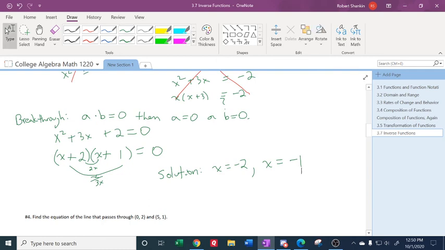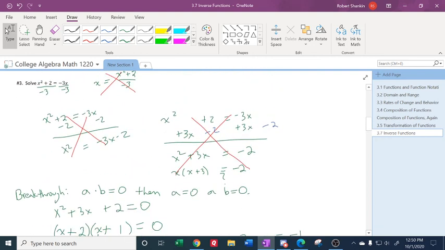Alright. You're going to get two solutions for this. And if we check them, I'll go way back. Check x equals negative 2. I'm going to get 4 plus 2 on the left. And I'm going to ask, does that equal negative 3 times negative 2? And yes, they both give you 6.